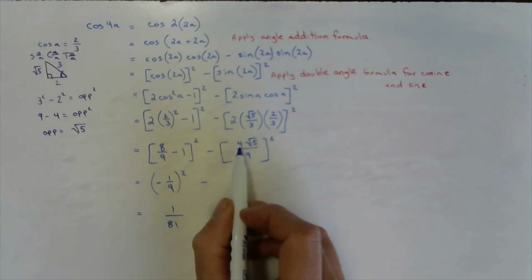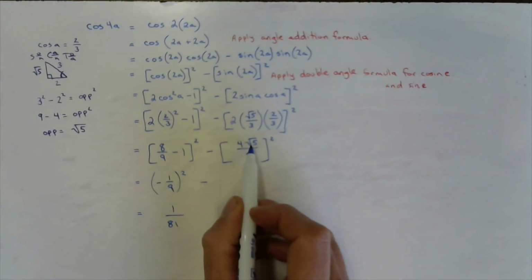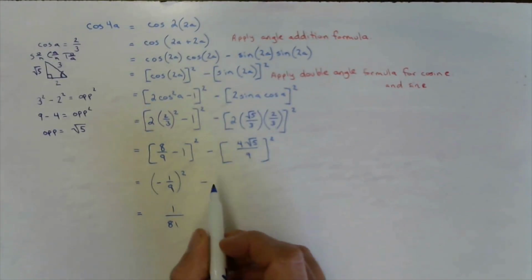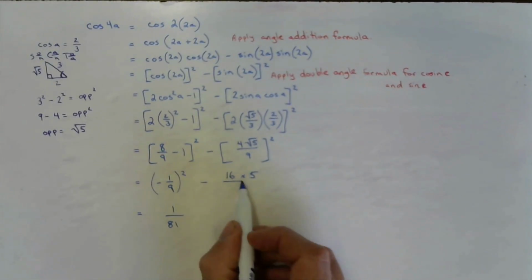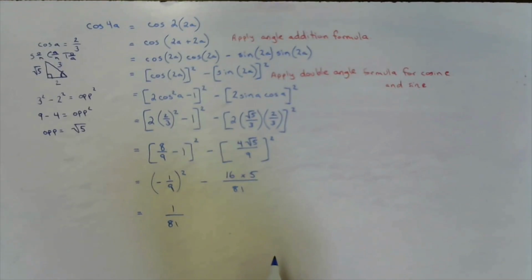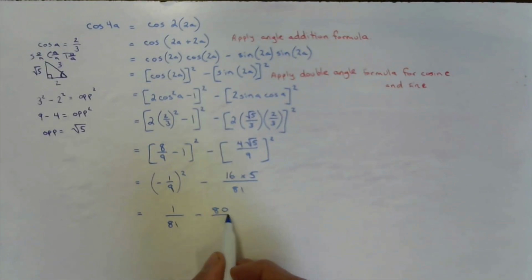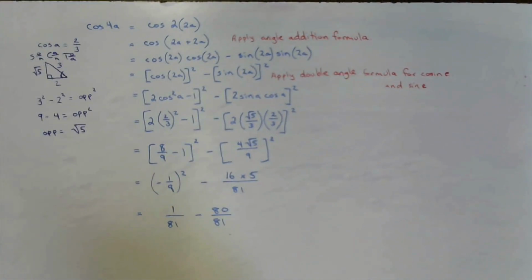So here we go. We've got 4 squared is 16. 5 squared is 5. Sorry, the radical 5, the root of 5. The square root of 5, if you square it, it's 5. Okay, so we have in the numerator 16 times 5. In the denominator, we've got 81. 16 times 5 is 80. Okay, so we have 80 over 81.